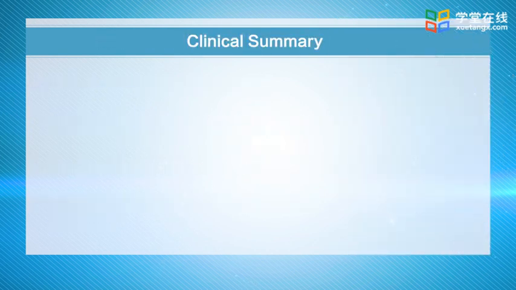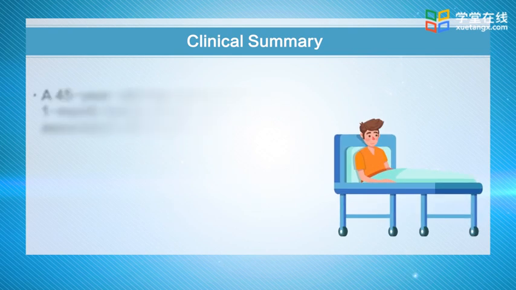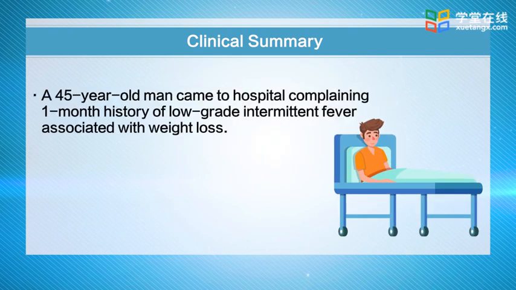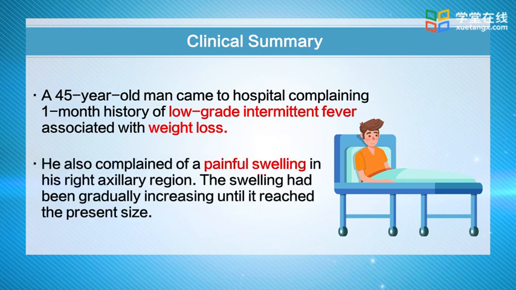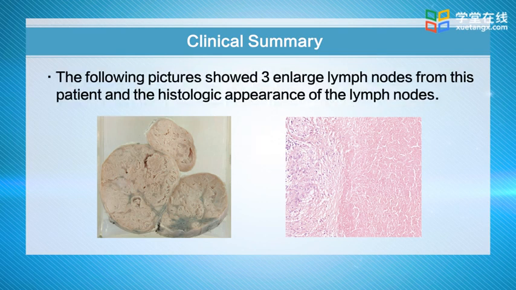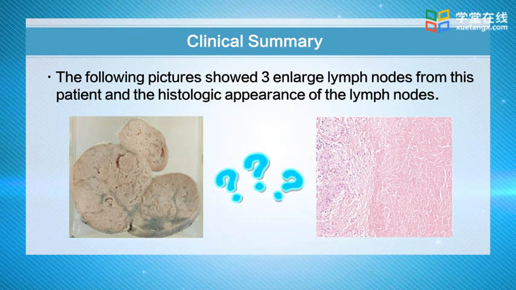As always, we will first share a case. A 45-year-old man came with a 1-month history of low-grade intermittent fever and weight loss. He also complained of a painful swelling in his right axillary region. The swelling had been gradually increasing to its present size. These two pictures revealed growth and histological appearance of his axillary lymph nodes. What kind of necrosis does the lymph nodes show? I hope you will be able to answer the question after we complete this session.